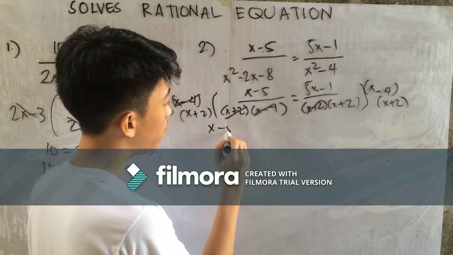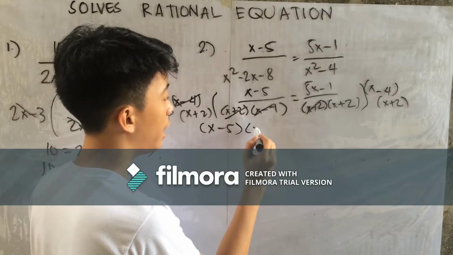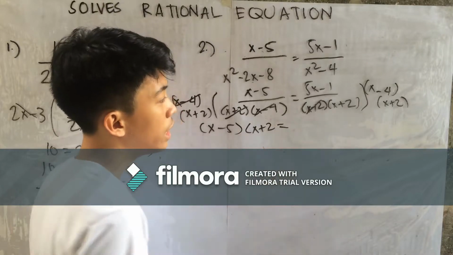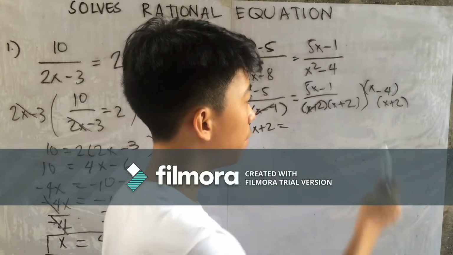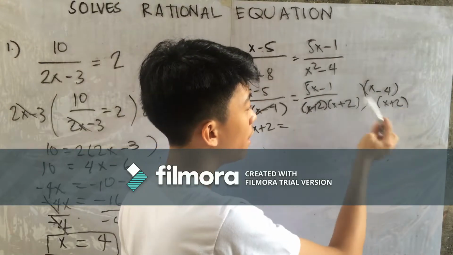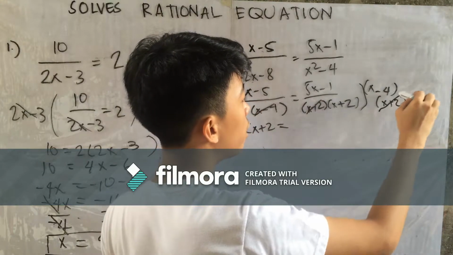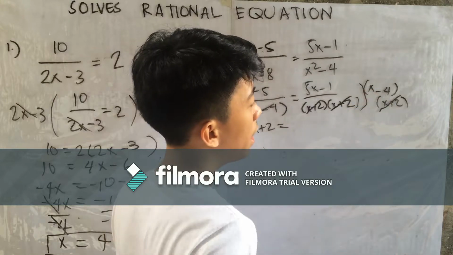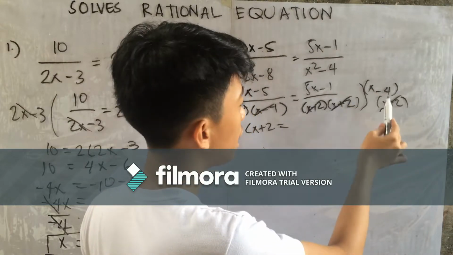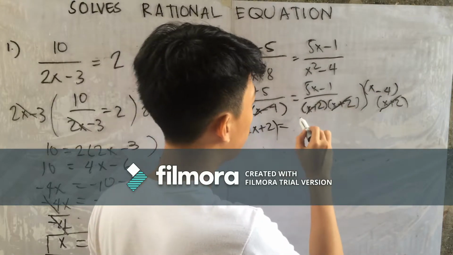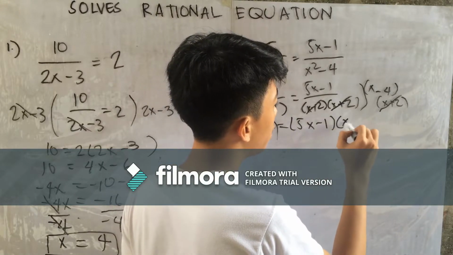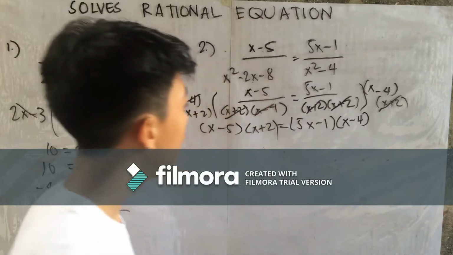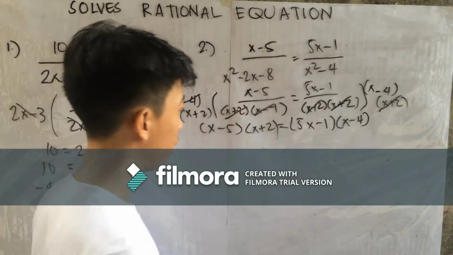Bale, x minus 5 times x plus 2. Ito naman, x minus 4 times and x plus 2 divided by x plus 2, makacancel yung itong x plus 2 pati ito, times x minus 4. So, ito naman ang aakyat dito. So, 5x minus 1, x minus 4. Dahil dyan, gagawin na natin ang FOIL method.